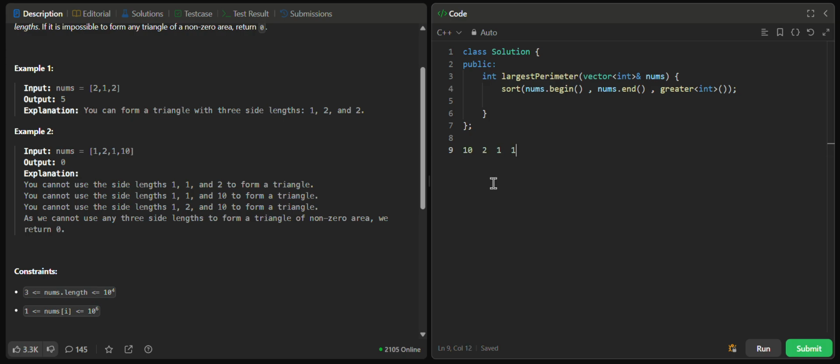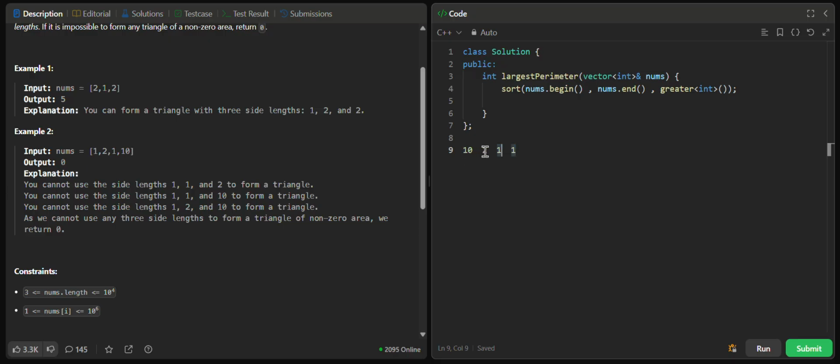So what we'll do is first check this: whether these three sides are making a triangle or not. Now, if these three sides are making a triangle, then we will simply return this perimeter. Why?